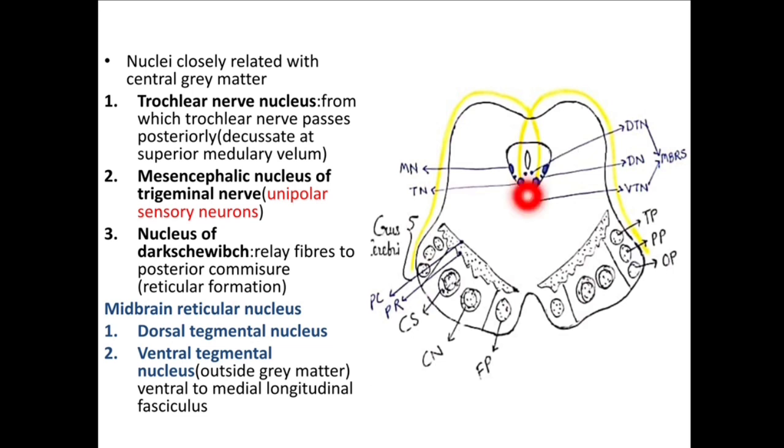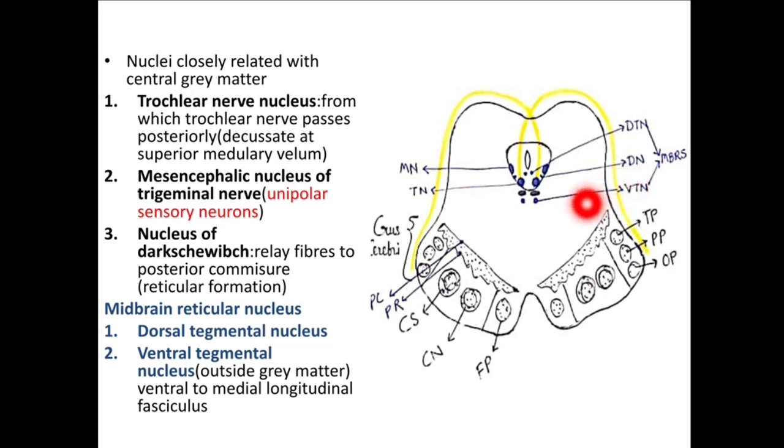Next nucleus is the mesencephalic nucleus of the trigeminal nerve. Unipolar sensory neurons are present in this nucleus. Number 3 is the nucleus of Darkschewitsch. Number 1 is trochlear, then mesencephalic, then Darkschewitsch nucleus. It gives relay fibers to the posterior commissure and reticular formation.